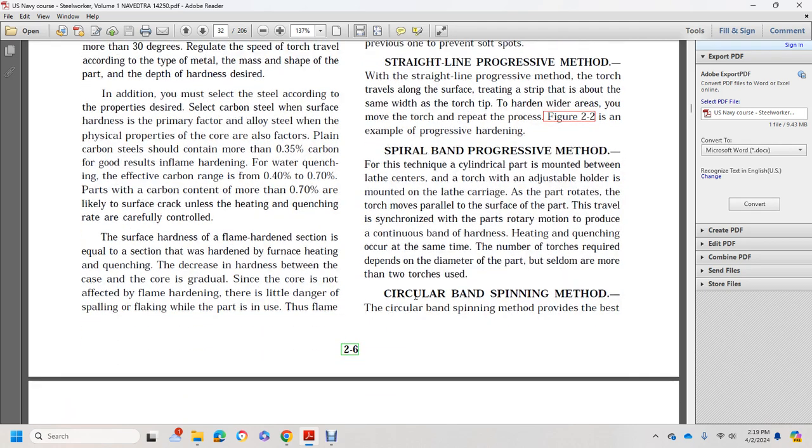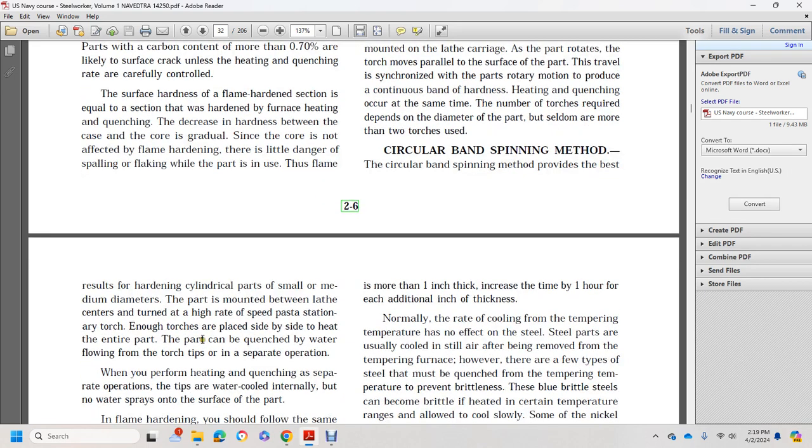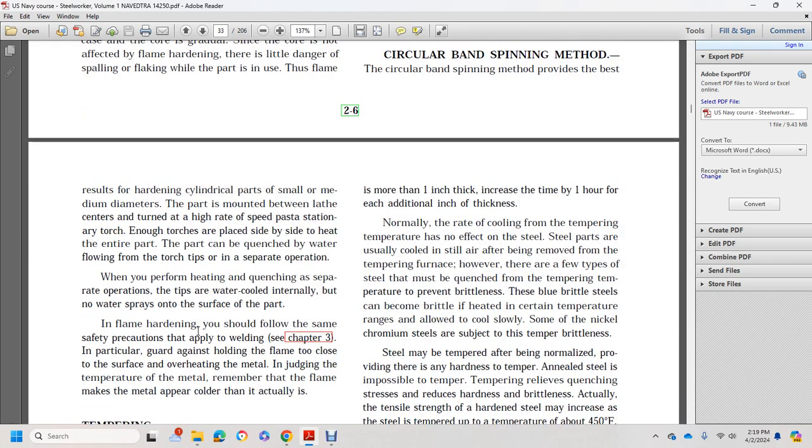Circular band spinning method. The circular band spinning method provides the best results for hardening cylindrical parts of small to medium diameters. The part is mounted in the lathe and turned at a high rate of speed past the stationary torch. Enough torches are placed side by side to heat the entire part, which can be quenched by water flowing from the torch, or in a separate operation.